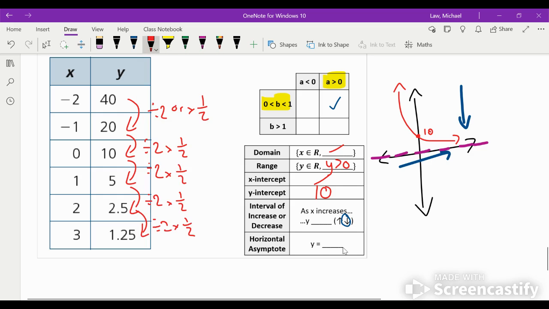Since that is a horizontal line, the equation of a horizontal line is y equals 0 in this particular situation.